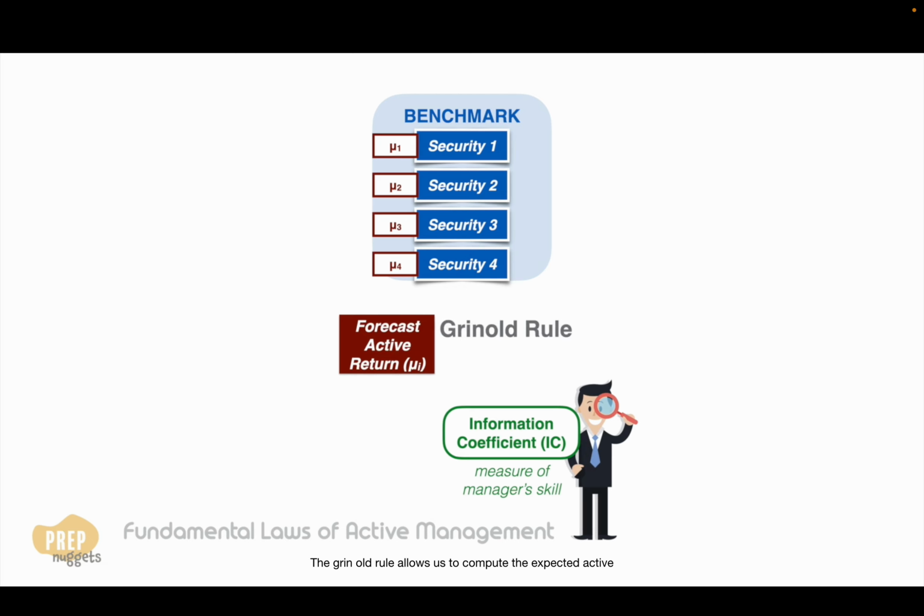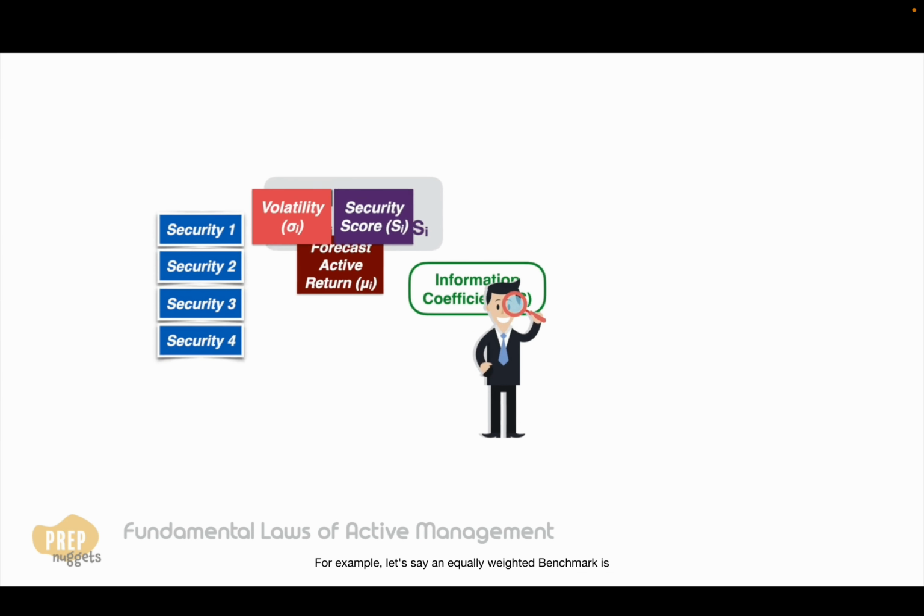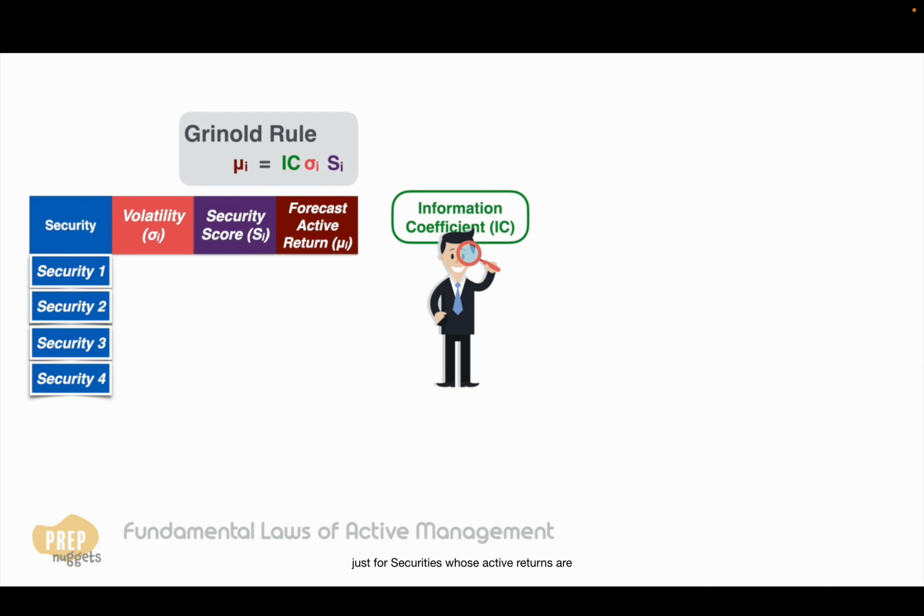The Grinold rule allows us to compute the expected active return based on the information coefficient, active risk, and a standardized score assigned by the active investor. For example, let's say an equally weighted benchmark has just 4 securities whose active returns are assumed to be uncorrelated with each other and have active return volatilities of 25% and 50%.